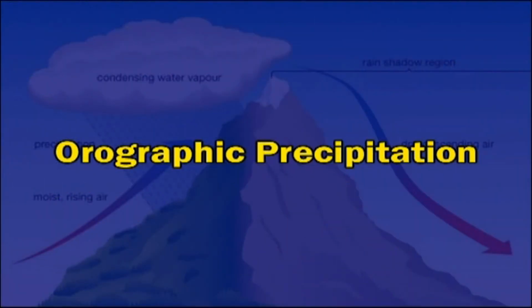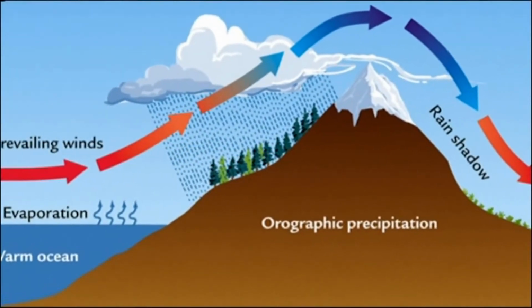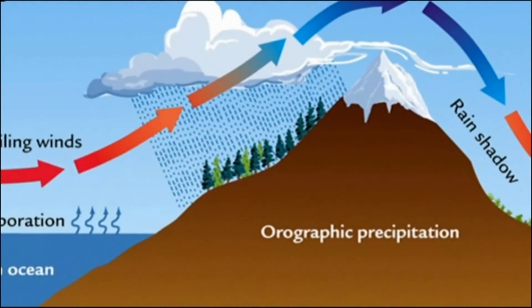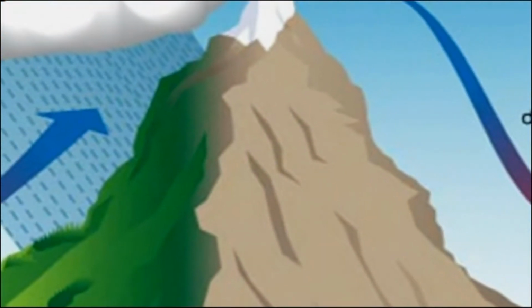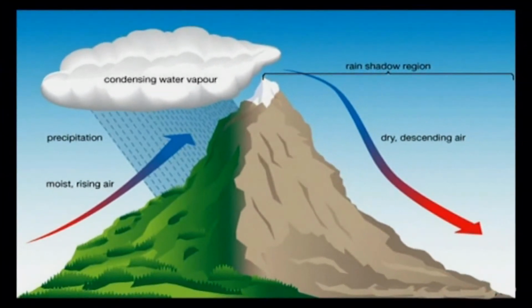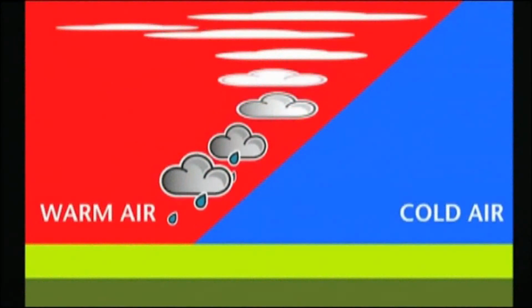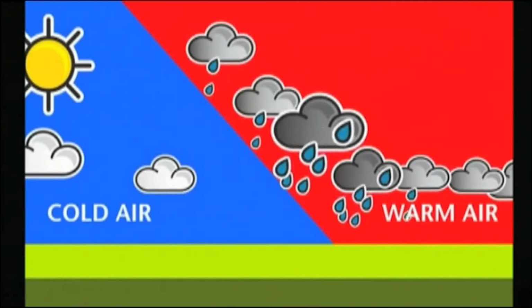Coming to orographic precipitation. Orographic precipitation results when warm moist air moving across the ocean is forced to rise by large mountains. As the air rises, it cools. This is because a higher elevation results in cooler temperature. Cold air cannot hold as much moisture as warm air. As air cools, the water vapor in the air condenses and water droplets form. Cloud forms and precipitation occurs on the windward side of the mountain.